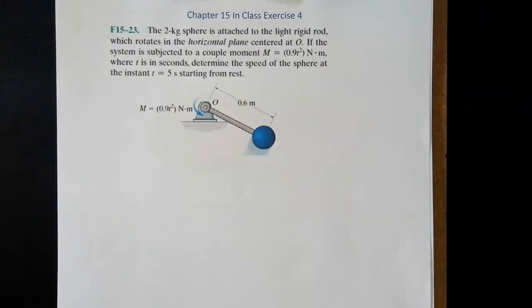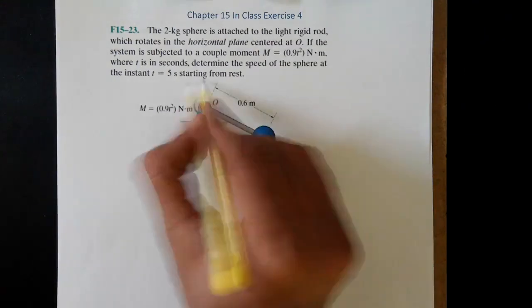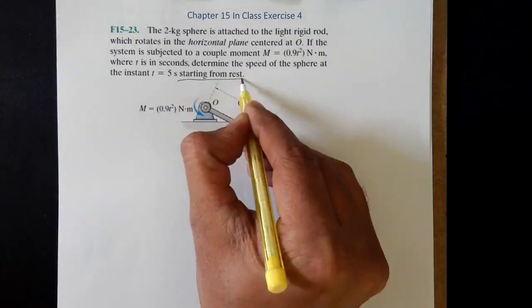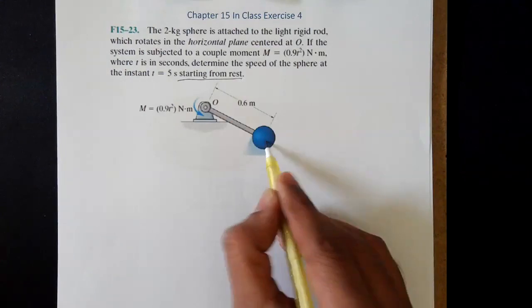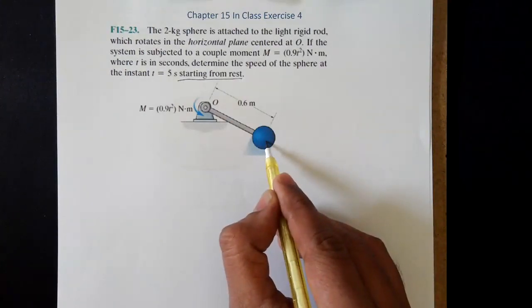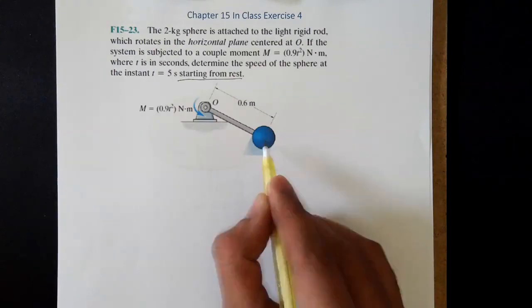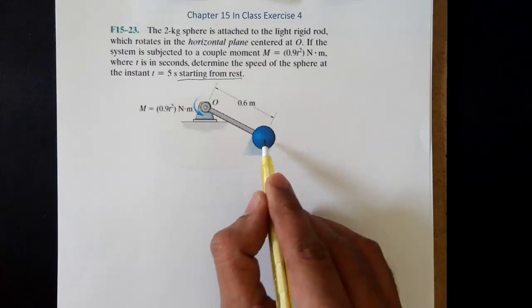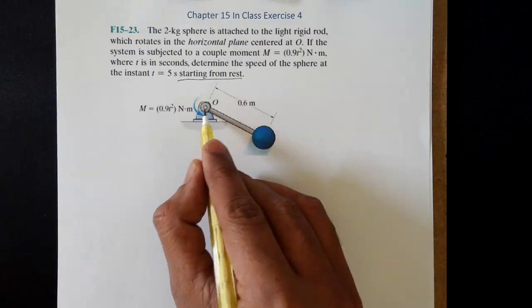So in this example, we need to calculate the velocity, the speed of the sphere 5 seconds after the couple moment of 0.9 t squared is applied at O. The key word here is starting from rest. That means the sphere is not moving when time t is 0. That means the initial angular momentum of the sphere is 0 with respect to O.